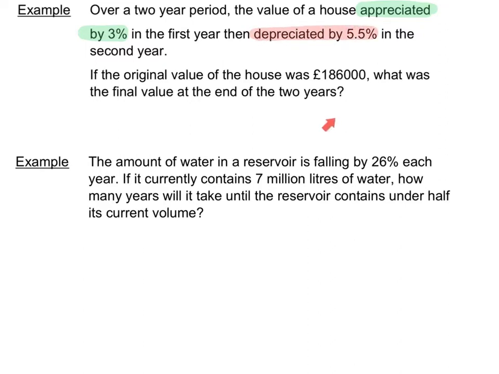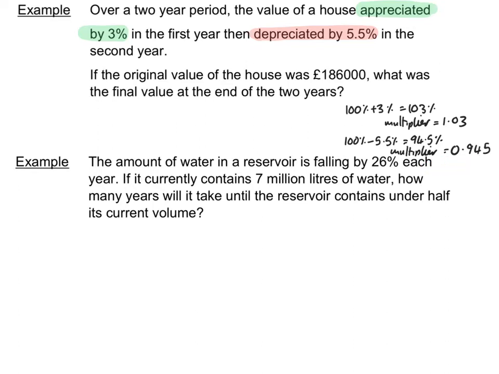Up at the side here, I'm just going to quickly write down what I'm thinking. First of all, appreciation by 3% is 100% plus another 3%, which is 103%. And the multiplier for that is 1.03. For the red bit I've highlighted, the depreciation by 5.5%, well, we're subtracting there. So we're starting off with 100% and we're removing 5.5%, so take away 5.5%, and that's going to leave me with 94.5%.